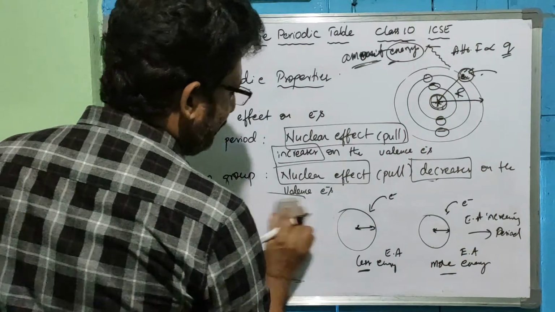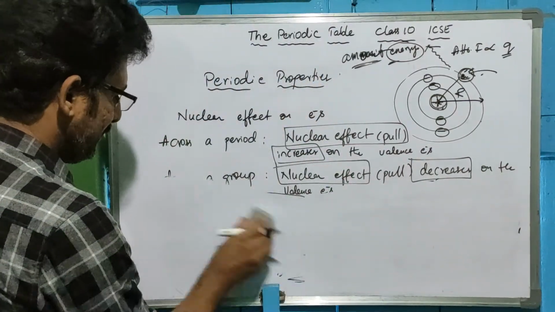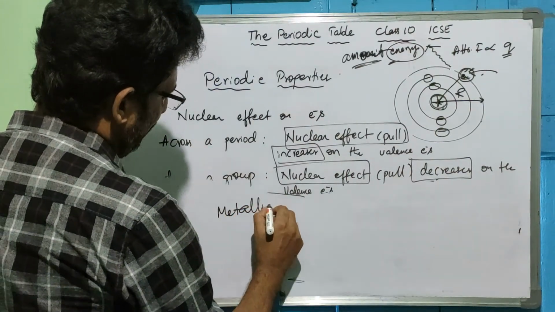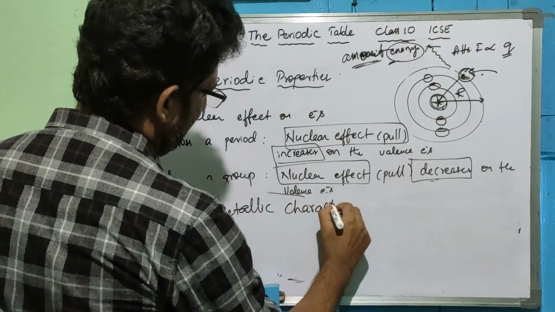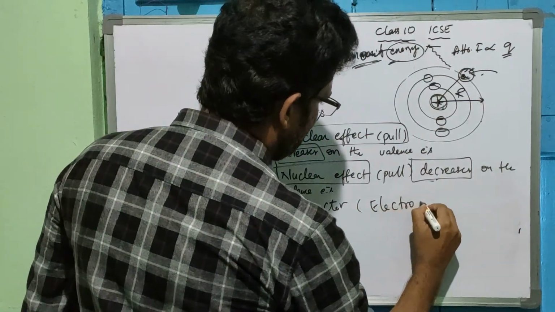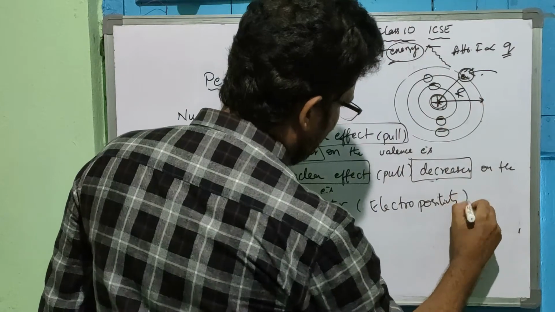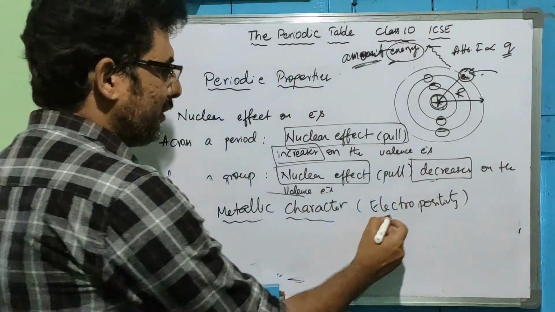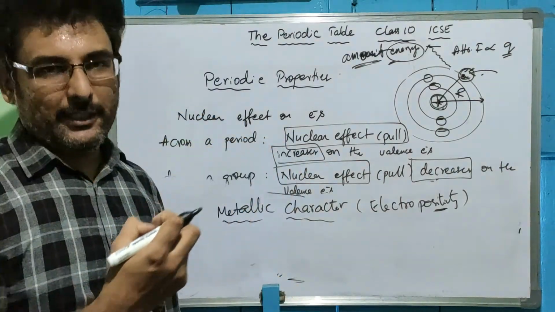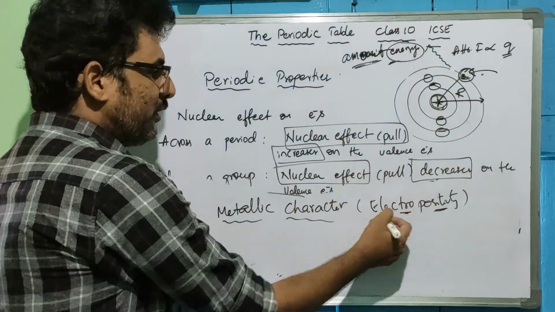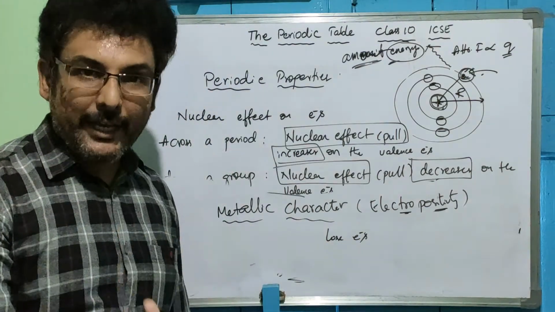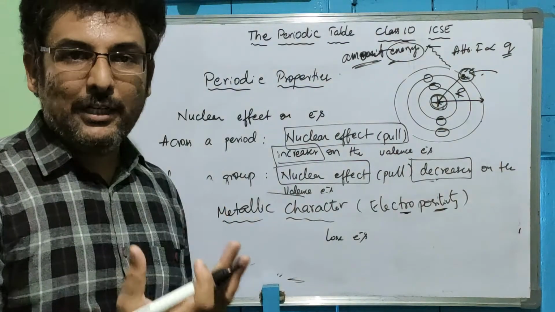We have one more periodic property, that is metallic character. This is also called electropositivity. It is just opposite to electronegativity. We have already learned what electronegativity is: the tendency to attract electrons. Now it is opposite. Electropositivity means the tendency to lose electrons. That is called metallic character, and it is exactly opposite to electronegativity.